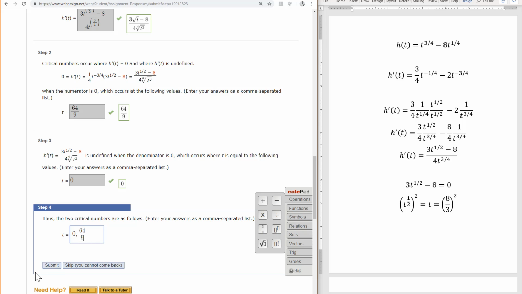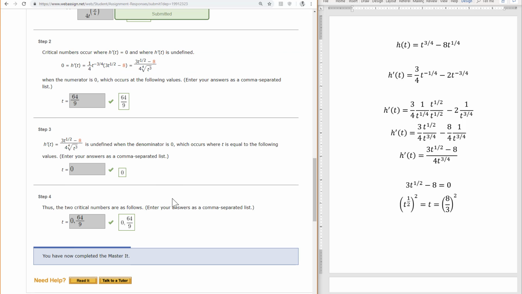Now a good thing to do after you do these problems is to graph it to make sure we understand what's happening. It looks like when the numerator is equal to 0 at this point, 64 over 9, what we have there is a 0 slope. When the denominator is equal to 0, that means our slope is vertical. Our tangent line is vertical.